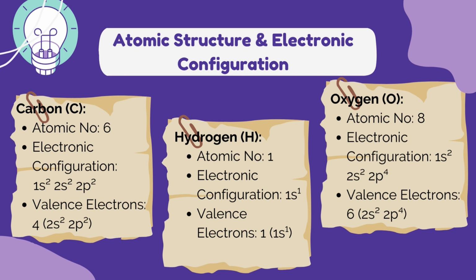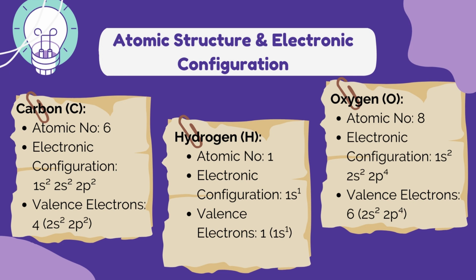So for hydrogen, it has atomic number 1 and electronic configuration 1s1. So the valence electron is in the 1s sublevel. Therefore, hydrogen has 1 valence electron, which is 1 from 1s1.